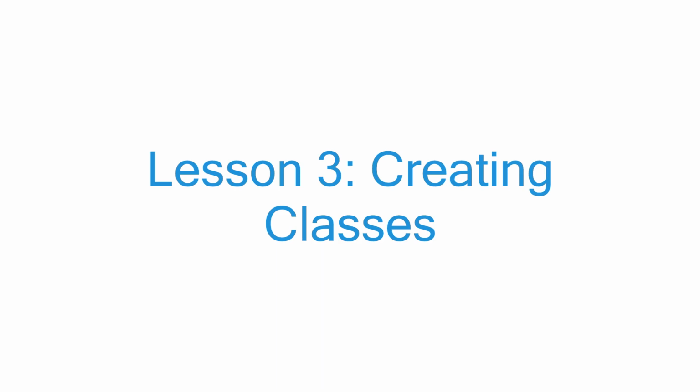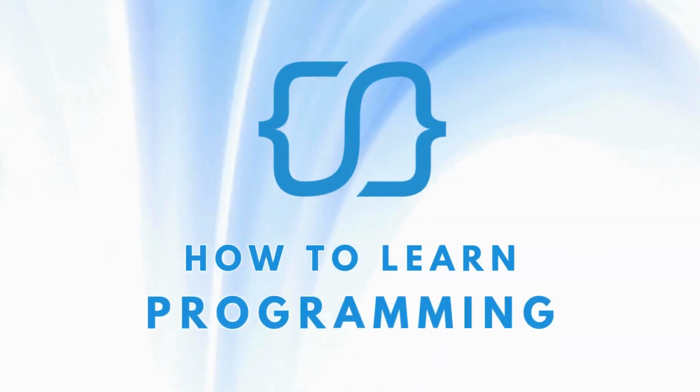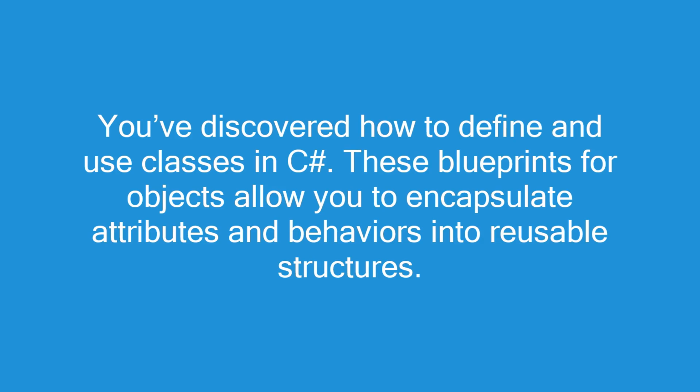Learn what classes are, how they act as blueprints for objects, and how to define their attributes and behaviors in C#. Gain insight into building reusable components. You've discovered how to find and use classes in C#. These blueprints for objects allow you to encapsulate attributes and behaviors into reusable structures.